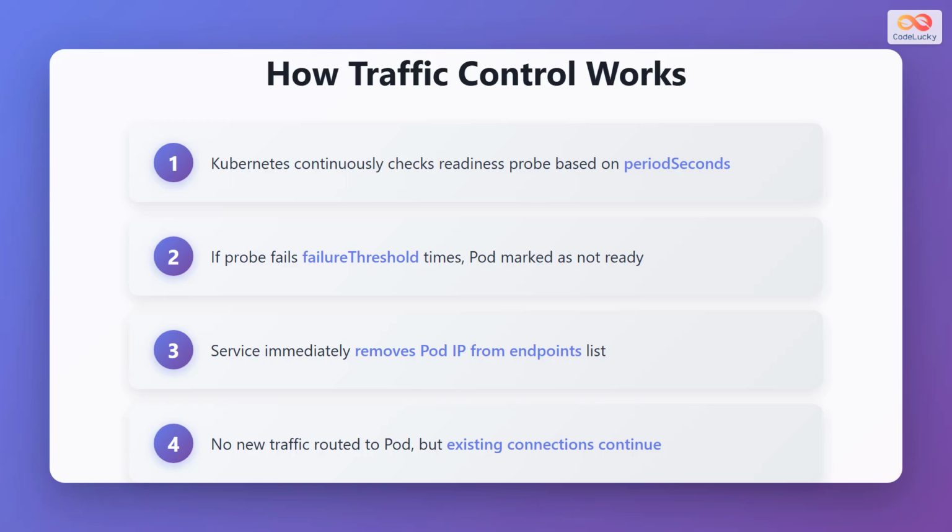Let's walk through how traffic control works with readiness probes. First, Kubernetes continuously checks the readiness probe based on the period seconds configuration. Second, if the probe fails for the number of times specified in failure threshold, the pod is marked as not ready. Third, the service immediately removes the pod's IP address from its endpoints list. This means the pod is taken out of the load balancer rotation. Fourth, no new traffic is routed to the pod, but importantly, existing connections are allowed to continue. This graceful handling prevents abrupt disconnections. Once the pod passes the readiness probe again, it's automatically added back to receive traffic.